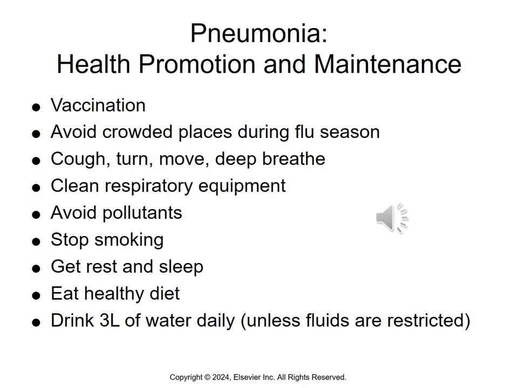Those adults who have previously received other pneumococcal vaccines, including Prevnar 13 or Prevnar 7, need to have detailed discussions with providers about how to complete their vaccine series. Those that are 65 and older who did get Prevnar 20 have completed their series. Other key things to remember are avoiding crowded spaces during flu season, encouraging cough, turning, and deep breathing, cleaning respiratory equipment, smoking cessation, adequate rest and hydration, healthy diet, and then drinking 3 liters of water a day unless you have comorbidities that limit your fluid intake.